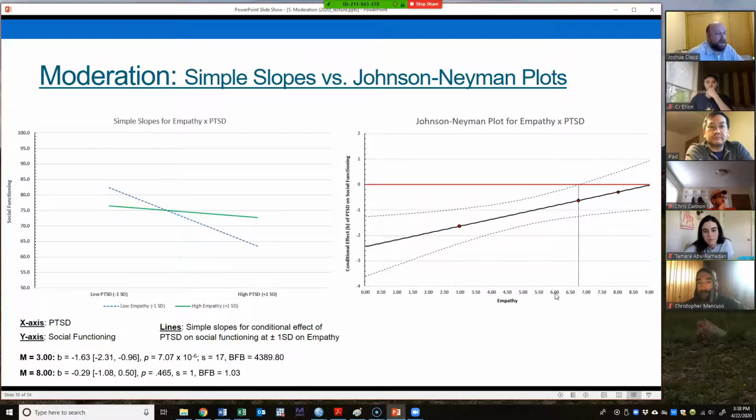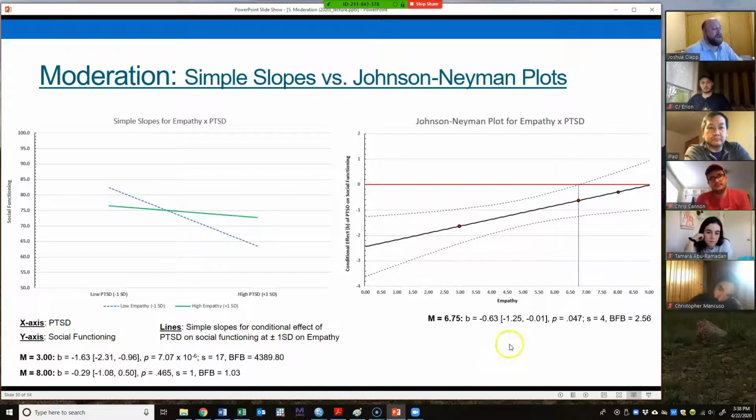And what I can do is I might say, all right, at this point right here, this is where my upper bound hits that 0 point. So for points below this, I have evidence of a unique effect of PTSD on functioning for levels of empathy at this point and below. And if I take a look at my output, this point corresponds to roughly an empathy value of 6.75. And at this point, this is my coefficient for the unique effect of PTSD on functioning. Here's my confidence bound. Here's my p-value, my S, and my Bayes factor. Okay.